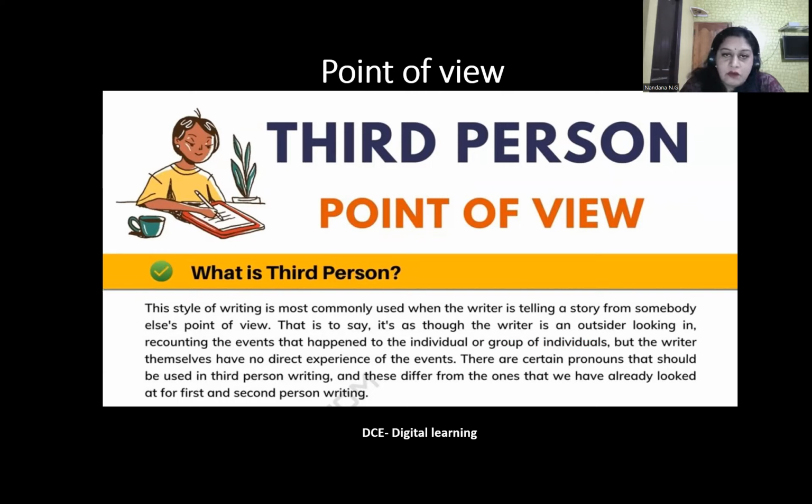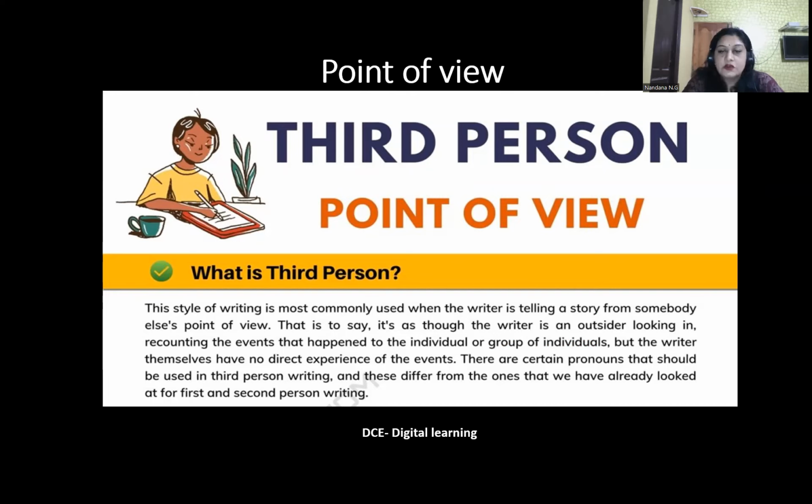In Siddhartha, the novel, the third person point of view is used. That is to say, someone else is narrating the story. We are not going through the novel from Siddhartha's perspective or Lord Buddha's perspective. None of the characters' point of view is utilized here. A third person's point of view perspective is used here. So what is a third person? The style of writing is most commonly used when the writer is telling a story from somebody else's point of view.